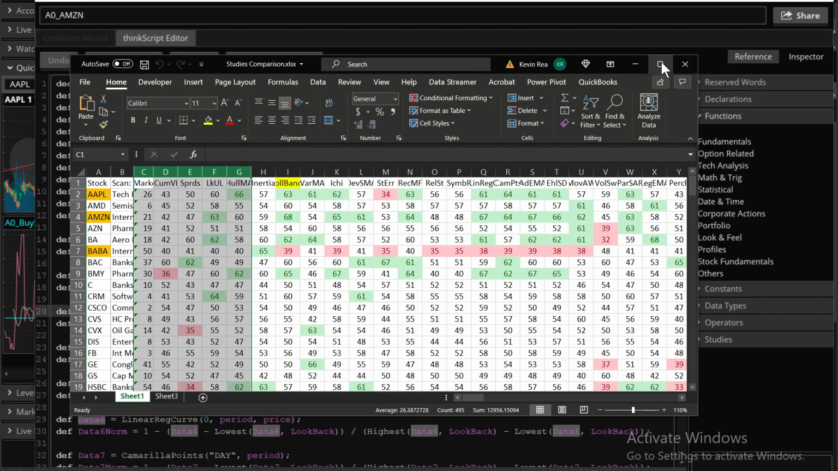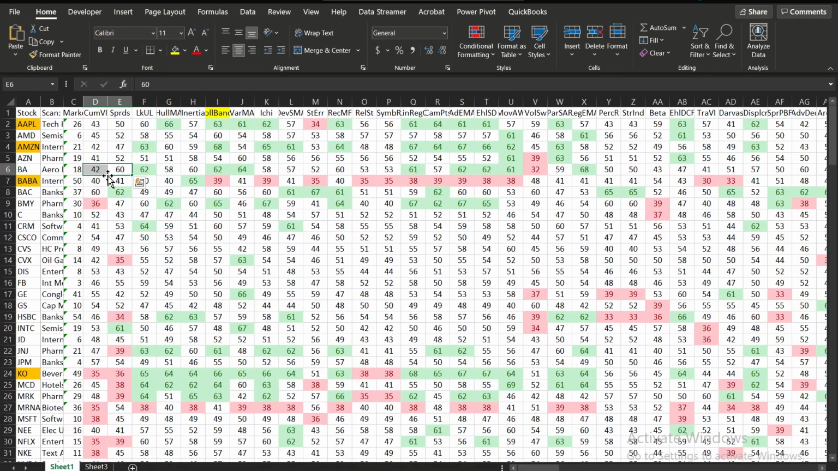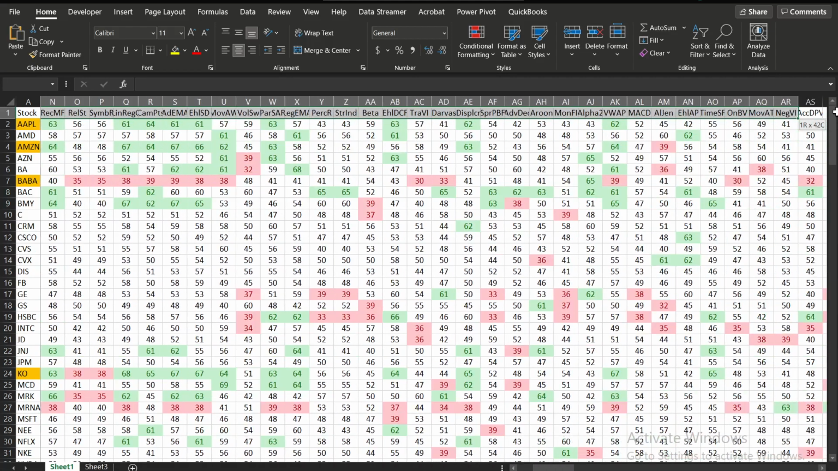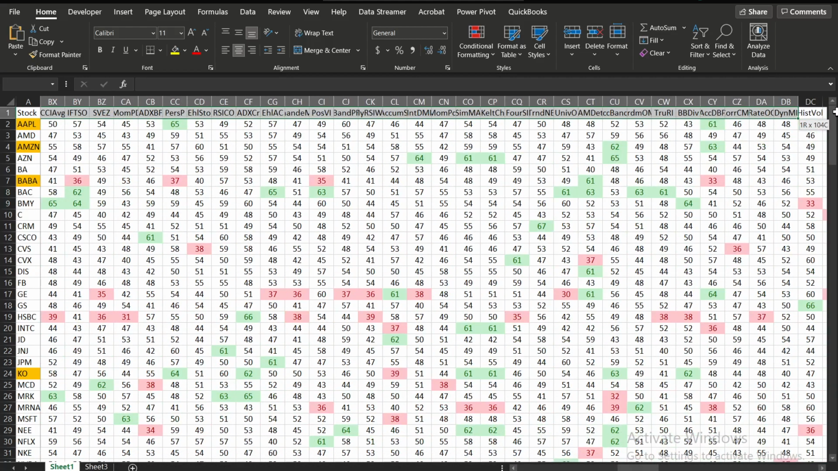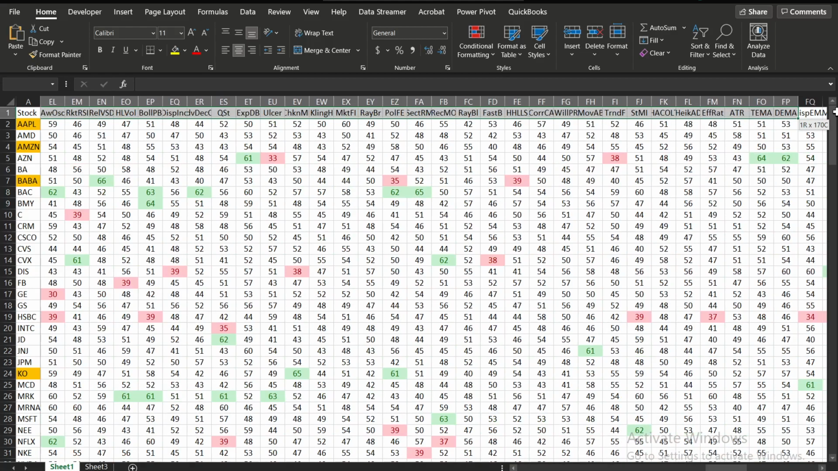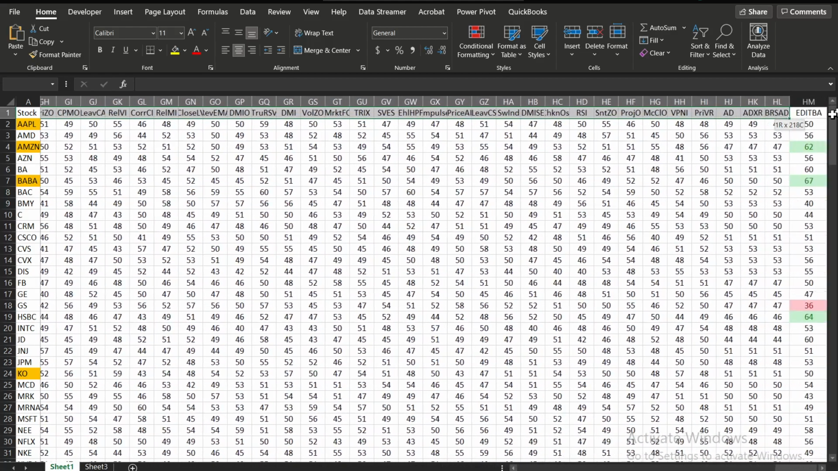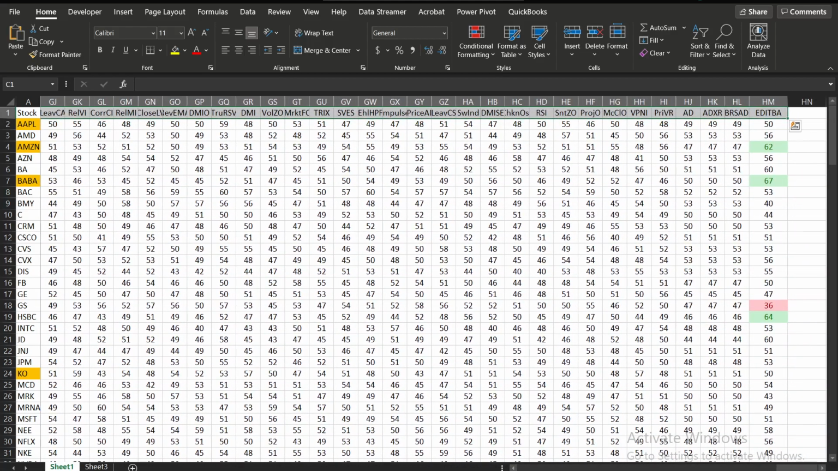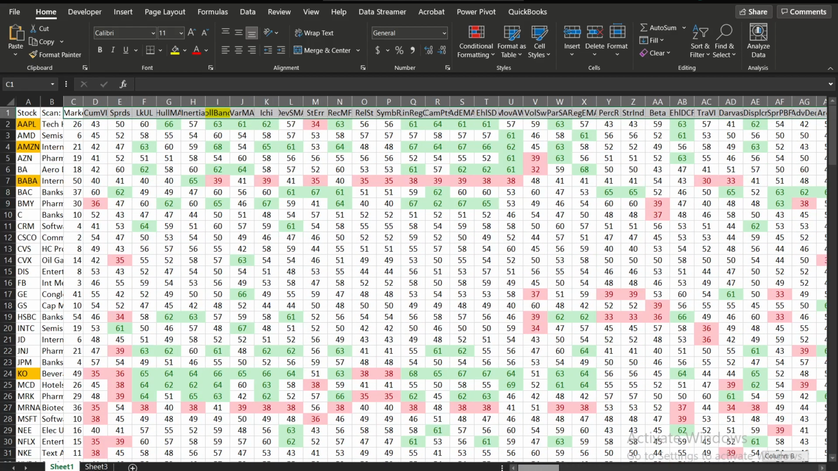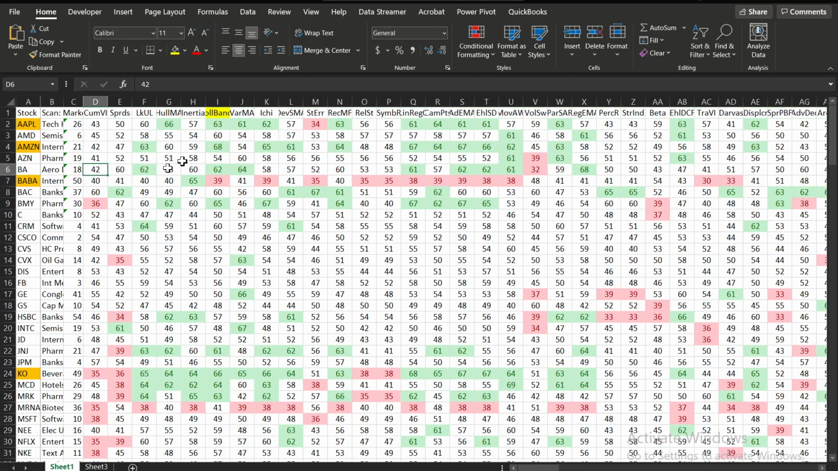Okay, so here is my spreadsheet. Along the top here are all the indicators, and there's a lot. Is that 219? Yeah, 219. And I took out some because some were just not very good indicators. I just deleted them.